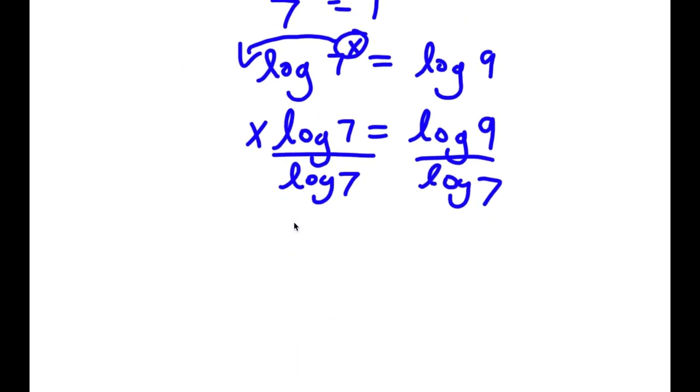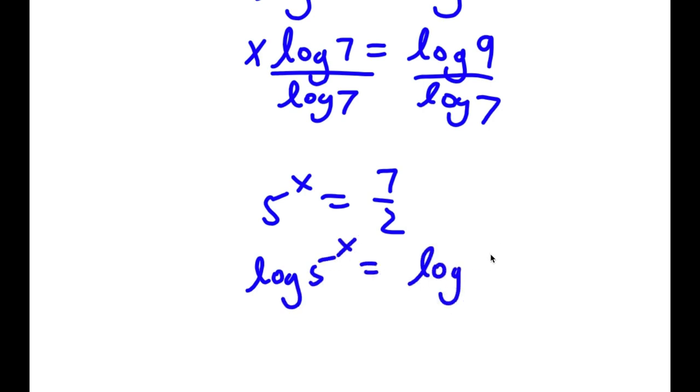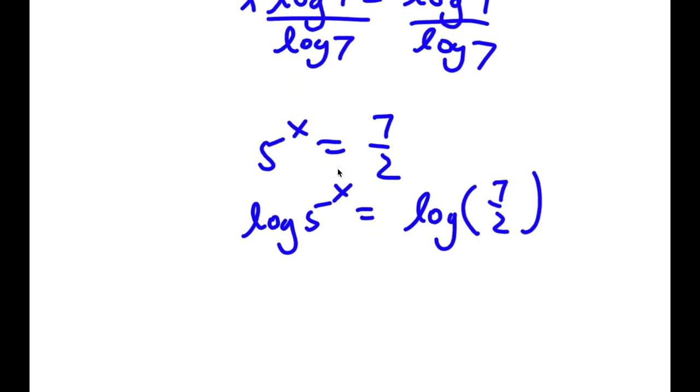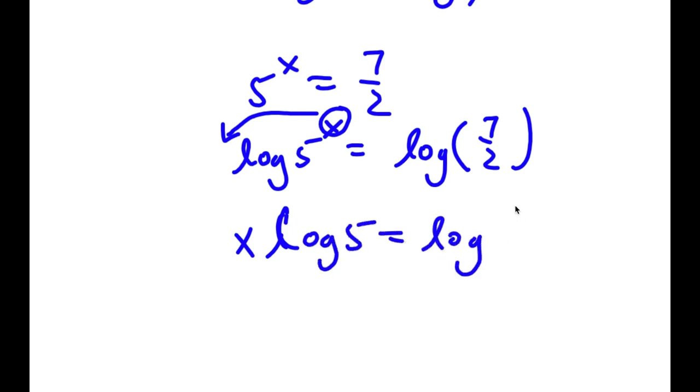So that's why I'm using this property on 5 to the power of x is equal to 7 over 2. So I'll first take the log on both sides. Log 5 to the power of x is equal to log 7 over 2. And then I can move my exponent here to the front. So now I have x times log 5 is equal to log 7 over 2.